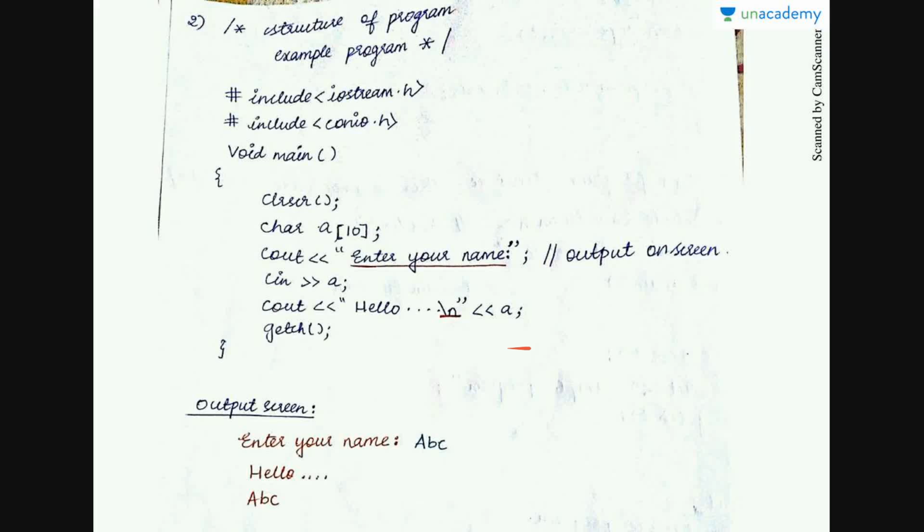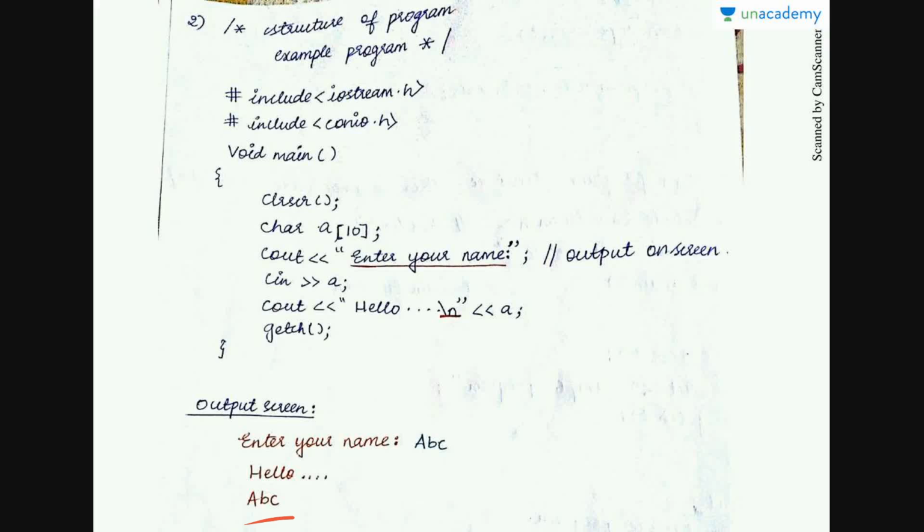Okay, let us see the output of the program. First you'll have enter your name, because that's the first cout statement, followed by the user will enter some name. Like here the user has entered ABC. Now that ABC is stored in A. And then next, when this line gets executed, it will be cout hello. So first hello gets printed, and then because of the new line character, it jumps to the next line. And then A. Now because A is not in double quotes, only the value of A gets printed, that is ABC.